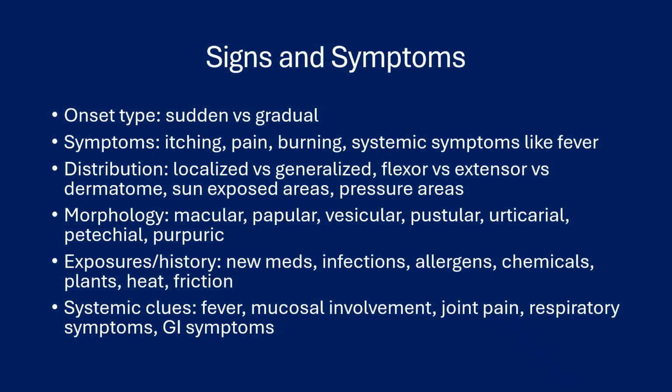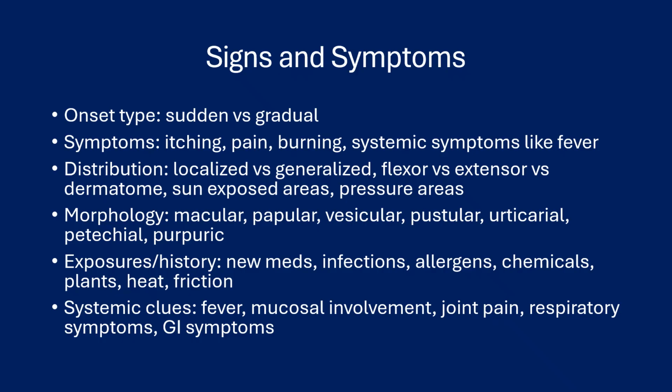Signs and symptoms: onset type, sudden versus gradual. Symptoms: is it itch? Is there pain? Is there burning? Do they have systemic symptoms like fever? Distribution: localized versus generalized, flexor versus extensor surfaces if you're talking about the extremities. Is it in a dermatome pattern like shingles, which would usually be on one side? Sun-exposed areas and pressure areas. Morphology: macular, papular, vesicular, pustular, urticarial, petechial, purpuric, the terms we just discussed.